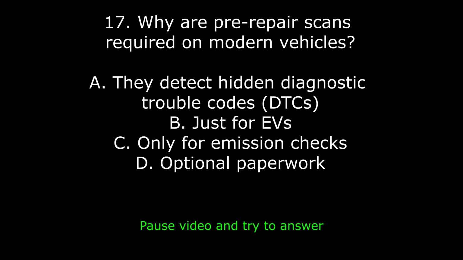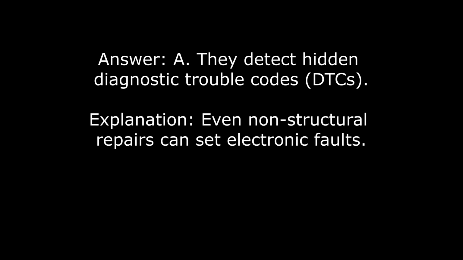17. Why are pre-repair scans required on modern vehicles? A. They detect hidden diagnostic trouble codes. B. Just for EVs. C. Only for emission checks. D. Optional paperwork. Answer: A. They detect hidden diagnostic trouble codes. Explanation: even non-structural repairs can set electronic faults.